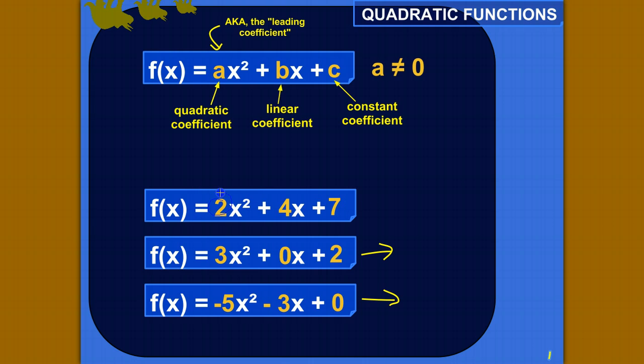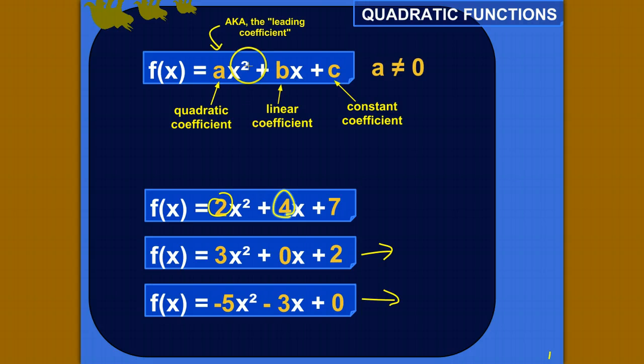2 would be A, 4 would be the B coefficient, and 7 would be the C. And there are kind of special names for these. So this guy right here is the quadratic coefficient. It's the coefficient that goes with the x squared. So it's the thing that makes it a quadratic equation.